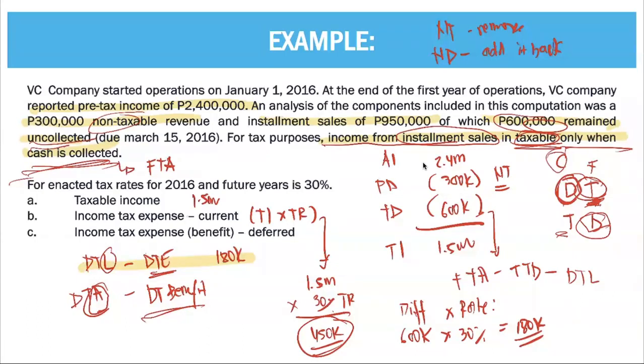Sir, what if we have both deferred tax asset and deferred tax liability? Then you have deferred tax liability and deferred tax asset at the same time. Remember, if the two items are present, you cannot offset them. So you will present them separately. Then you have two answers: you have your tax expense and, at the same time, tax benefit.